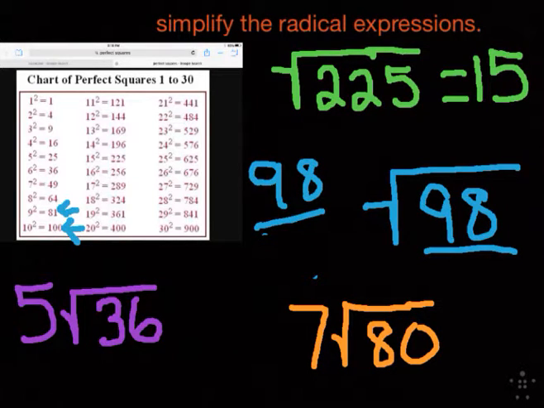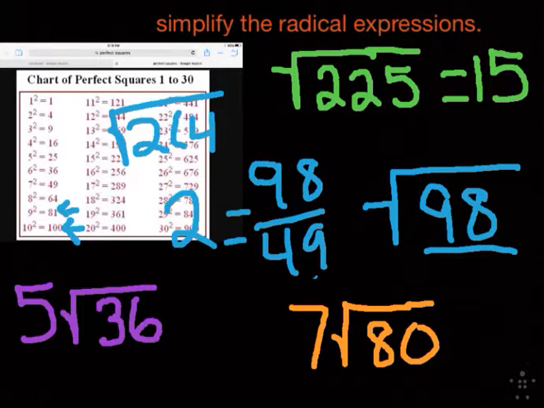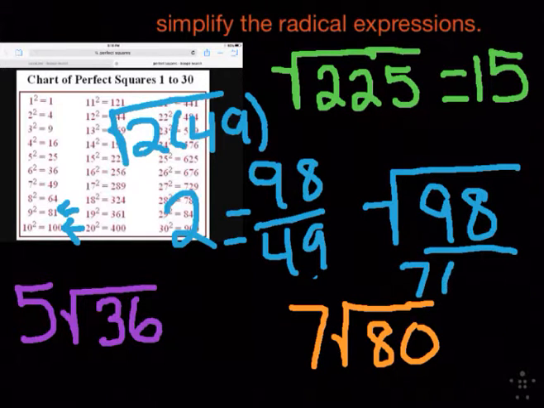So then we decide to try 49. And when we try 49, we see that we get the whole number of 2 out. So that is perfect, because this equals 2. So the square root of 98 is the same thing as the square root of 2 times 49. And we know the square root of 49 is the same thing as 7. So we'll bring that 7 on the outside and keep that square root of 2 on the inside. So you should have got 7 square root of 2 there.